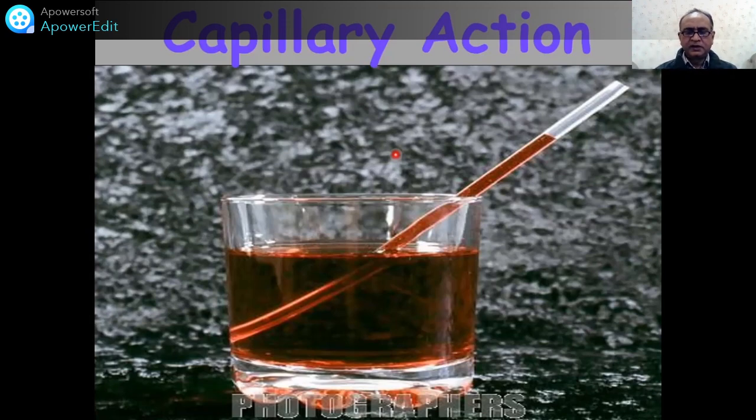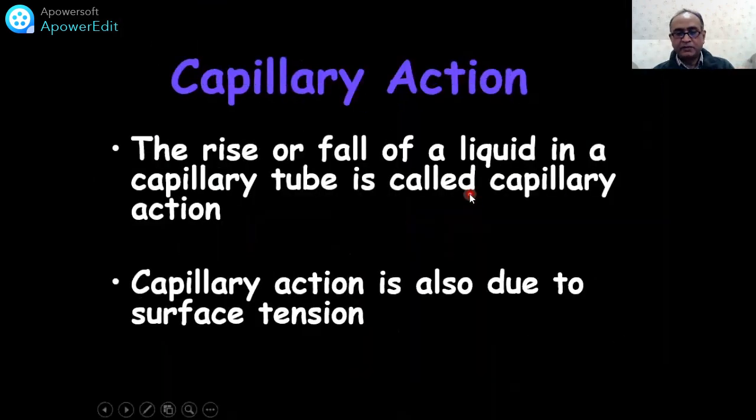Here you can see the liquid in the glass has a certain level, let me show you here. This is the level of the liquid in the container. But when you put some straw, it will automatically go a little bit higher without doing anything. You can do it by yourself today, right? This is called capillary action. The rise of a liquid in a thin tube is called capillary action, right?